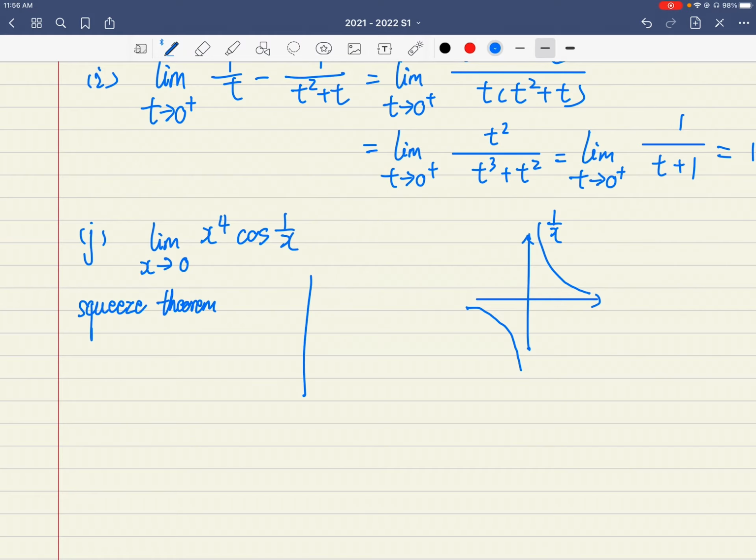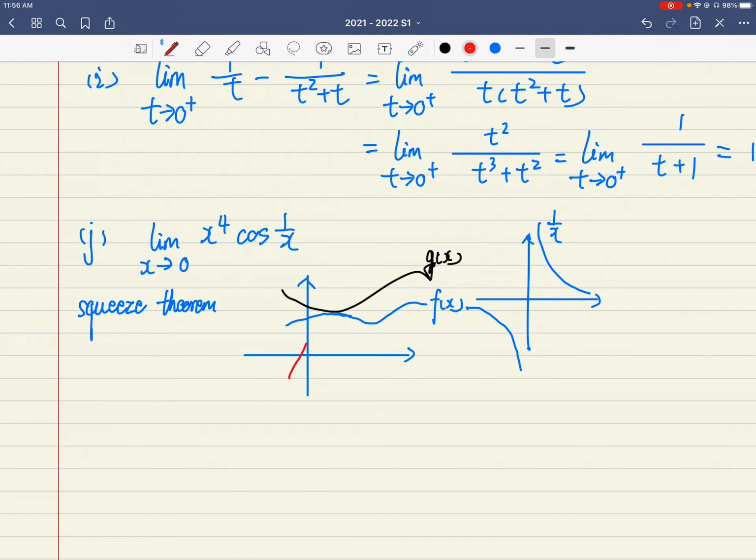Okay, again, squeeze theorem is very easy to understand if you draw it on a graph. For example, you have a function, let's call it g(x). You have a second function, let's call it f(x), and the third function, let's call it h(x).